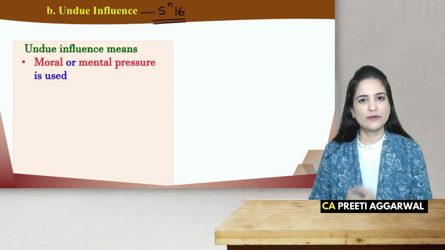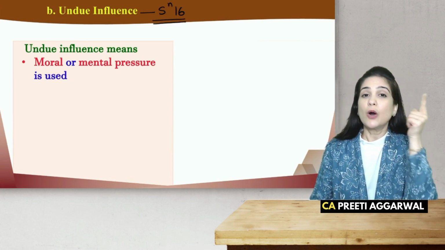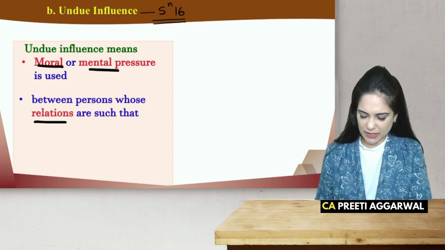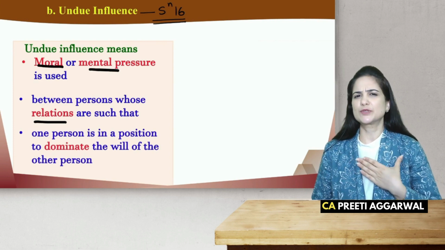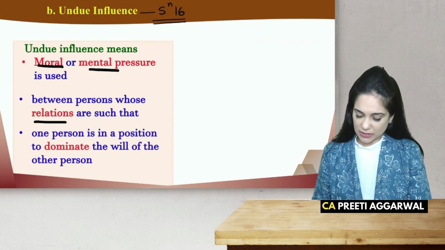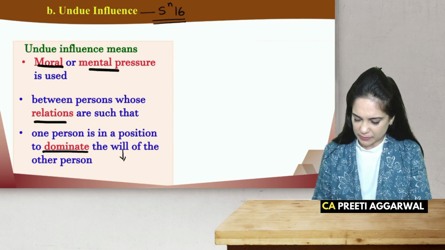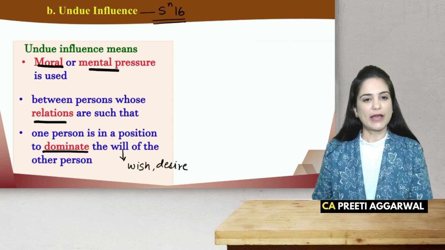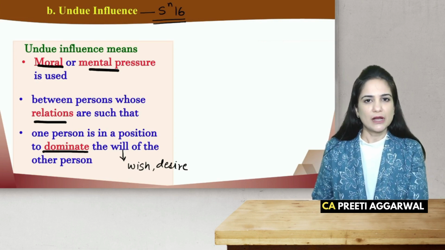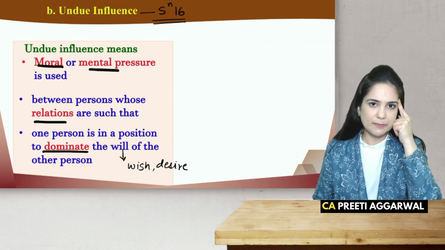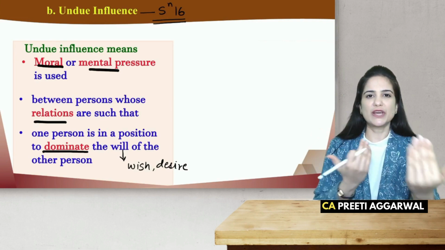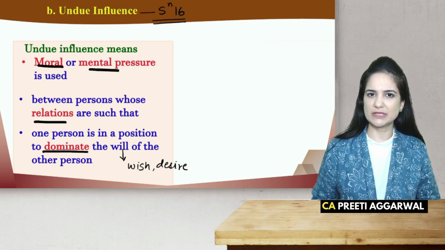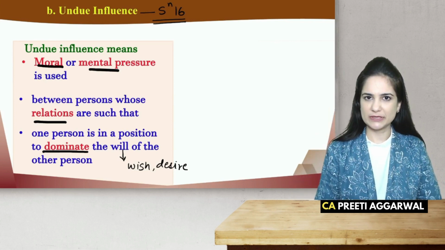In case of undue influence, there is some kind of moral or mental pressure between persons whose relations are such that one person is in the position to dominate the will, the wish of the other person, the desire of the other person, and force him to enter into contract. One person can easily dominate the will of the other person and take advantage of the other person.